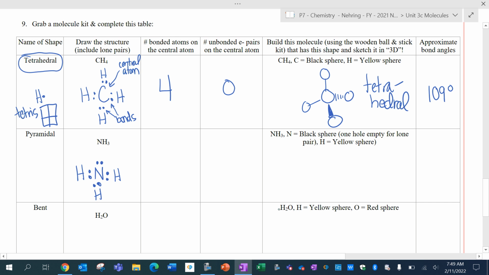And now if I'm looking at this, notice that my central atom, which in this case is the nitrogen in the middle, has 3 things bonded to it. So we've got 3 hydrogens bonded to it, and it has 1 unbonded pair. That's what this is right here. That's an unbonded pair. Sometimes we call that a lone pair. It is not involved in a bond. So whenever you have 3 bonded atoms and 1 unbonded pair, you're going to have a pyramidal shape.